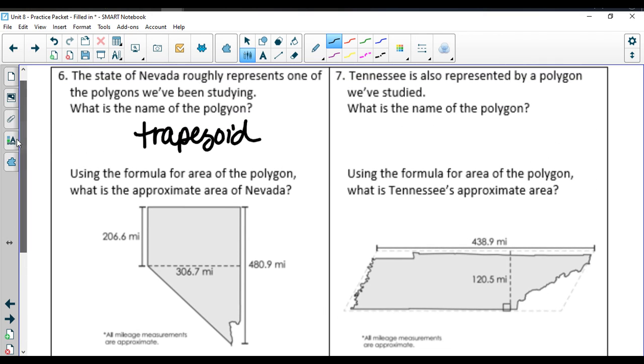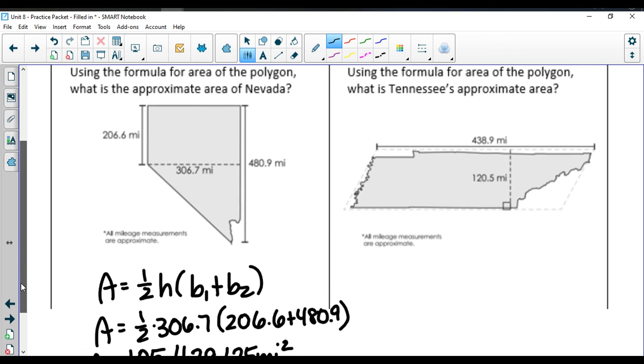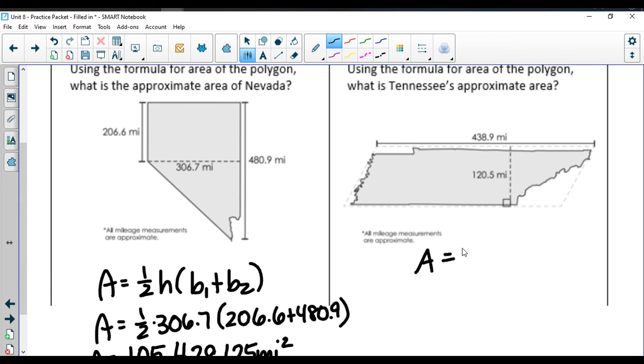The next one, Tennessee is also represented by a polygon that we've studied. What's the name of the polygon? This one just has a base, has a height. It's going to look like a parallelogram because it looks like the top and bottom are relatively parallel to each other. Close enough because we're just trying to guess here. So for a parallelogram, our formula is going to be base times height. So our base is 438.9 and our height is 120.5.